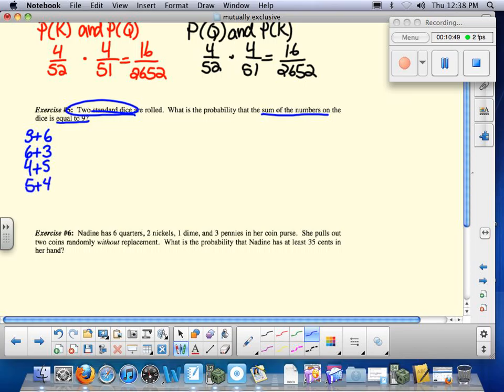So it's looking to be like there's 4 out of something. Okay, let's see. So, on my first roll, I have a possibility of 1, 2, 3, 4 numbers out of 6, right? And then for my second roll, I have 4 out of 6.